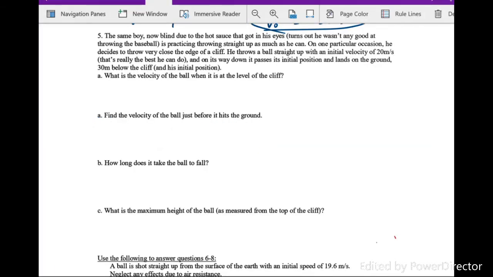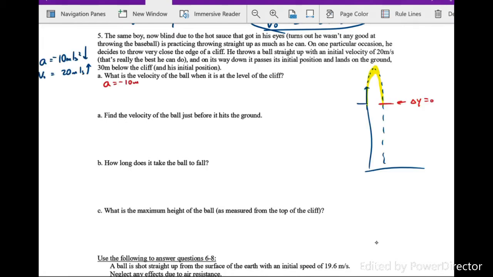All right, we're moving on to the next question. The kid is going to go to a cliff and start throwing stuff off of the cliff. So, draw our situation. He's on the cliff. He throws the ball up with a speed of 20 meters per second, and it comes down. So, what we want to know is the velocity of the ball when it's at the level of the cliff.